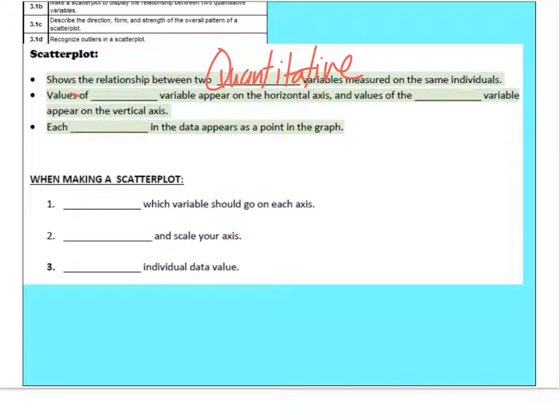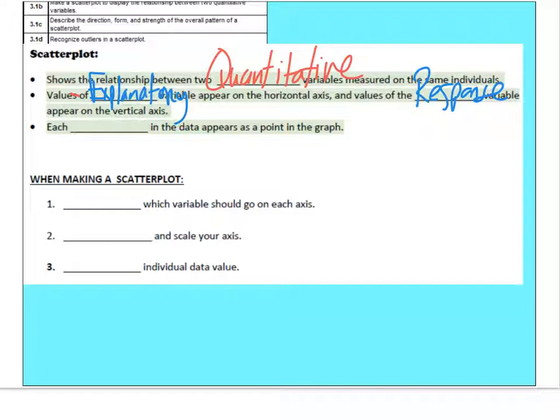Second point, what you're going to do is put the values of one variable on the horizontal axis and the values of the other variable on the vertical axis. Most of the time, remember, the explanatory is the x, so we tend to put the explanatory variable on the horizontal and the response variable on the vertical. We will learn later in the chapter that putting the explanatory and the response versus the response and the explanatory as an ordered pair won't actually make a difference in our analysis.